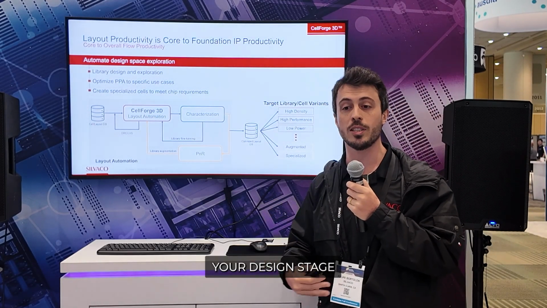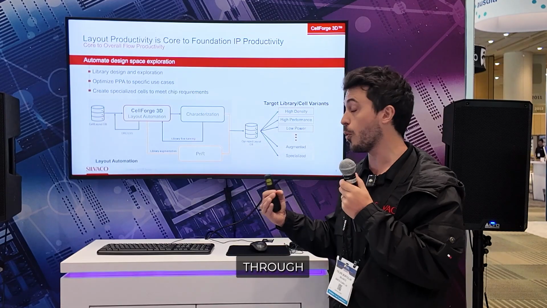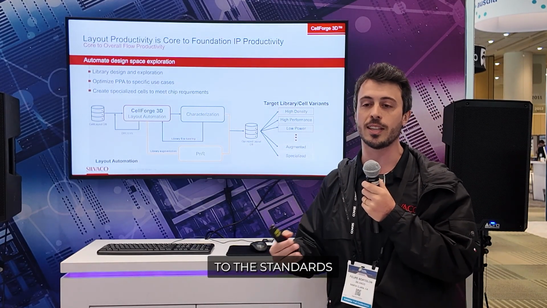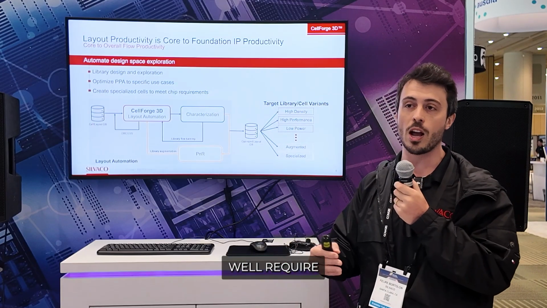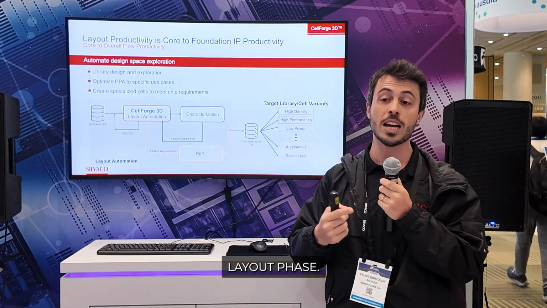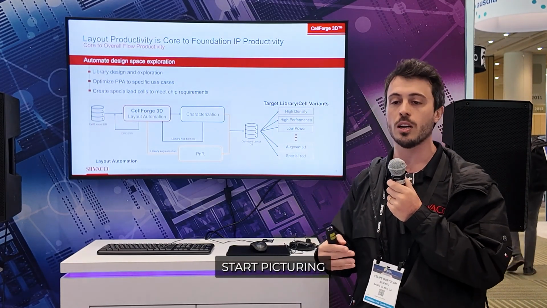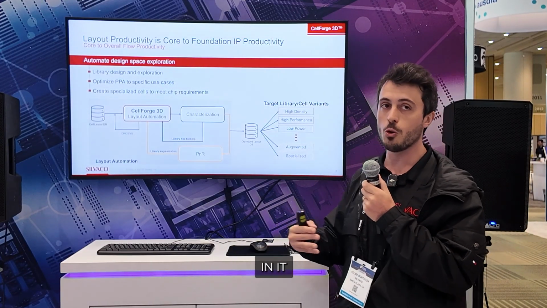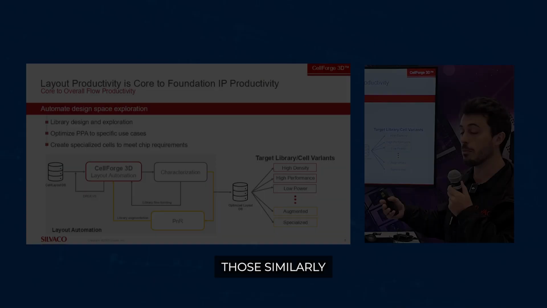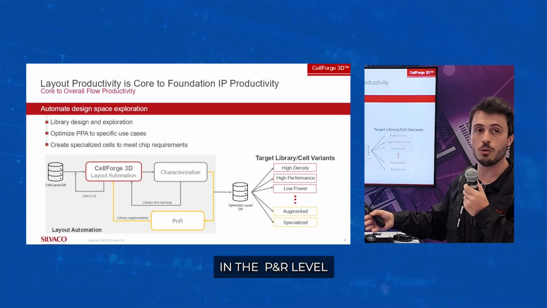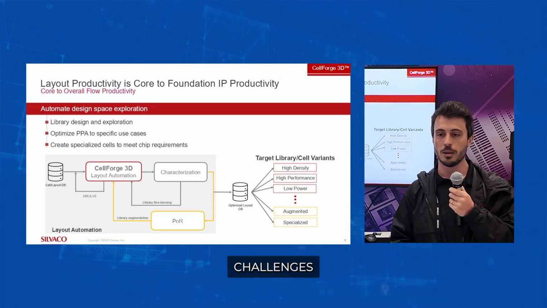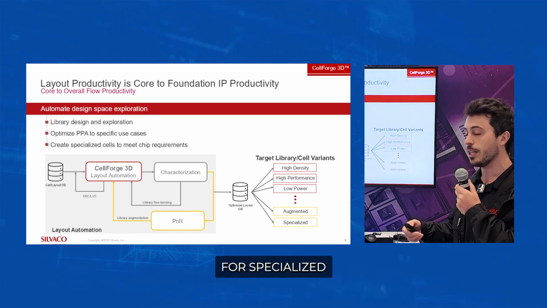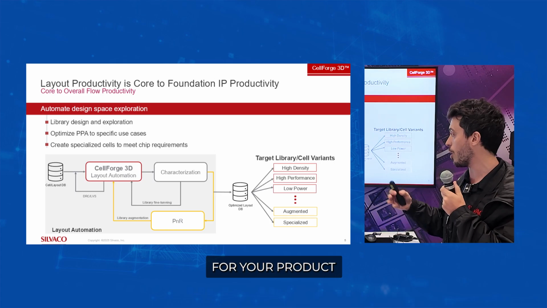The next step in your design stage is to go through characterization and see that your layout is actually performing to the standards that you desired. That might require some loopbacks to your layout phase, and we can see how much layout effort plays into it. If we have to spend a lot of time on it, we won't have time to make those iterations. Similarly, at the PNR level, we'll be faced with additional challenges, either meeting timing requirements or needing specialized cells for your products.